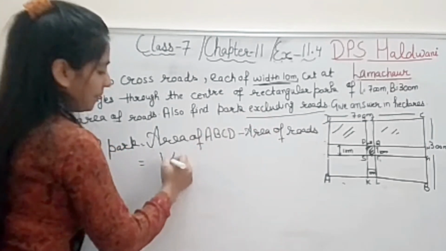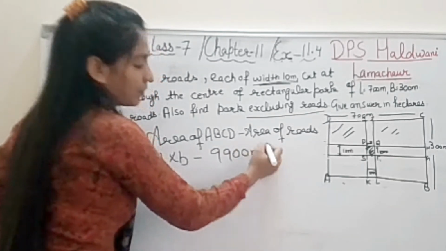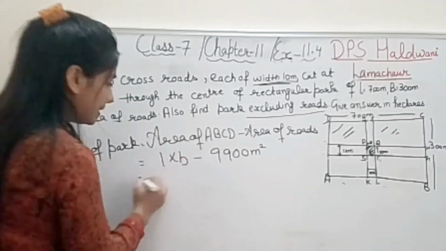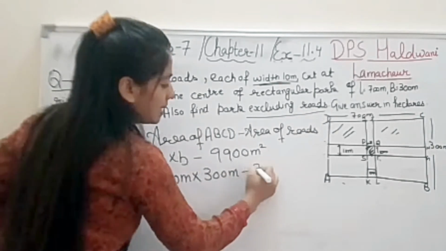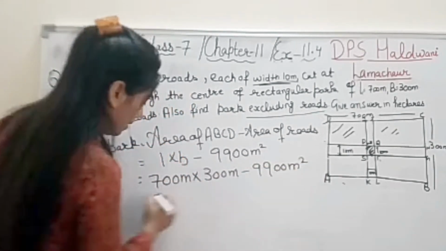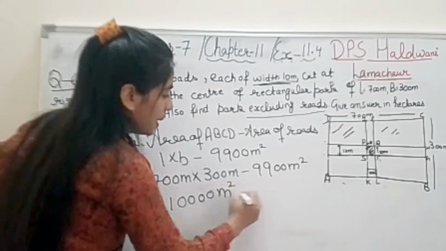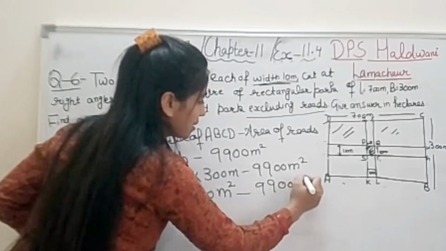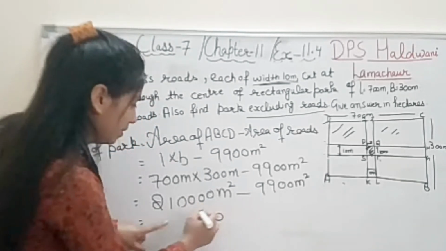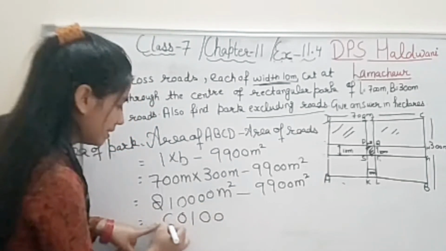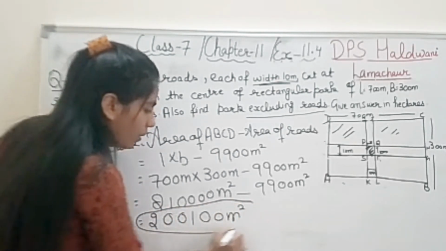So ABCD, length into breadth, rectangular shape, area of road is 9900 meters square. The answer we have taken out. It means length is given 700 meter, breadth 300 meter minus 9900 meters square. So 7 3s are 21, 1, 2, 3, 4 zeros meter square minus 9900 meter square. So when you will subtract it, you will get the answer 200,100 meter square is the area of garden.